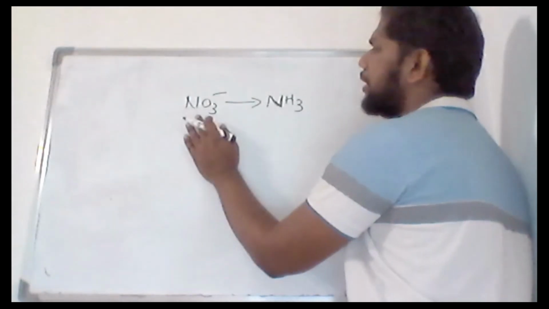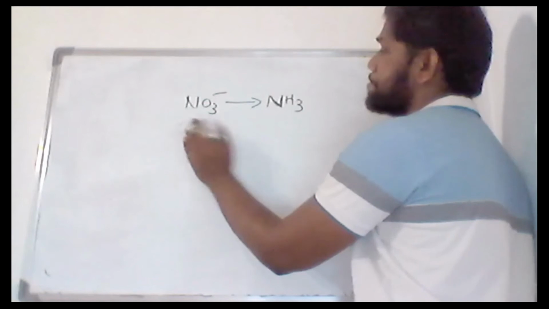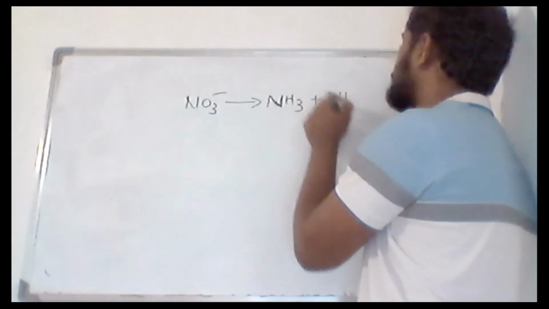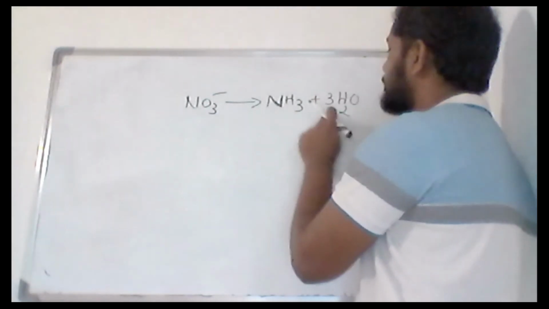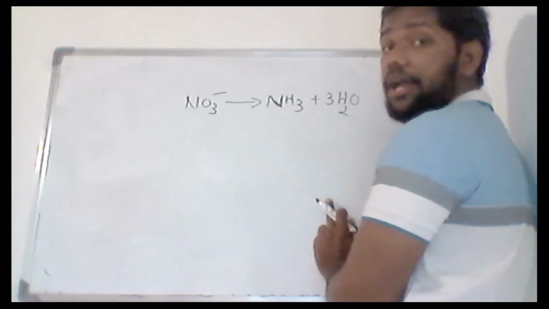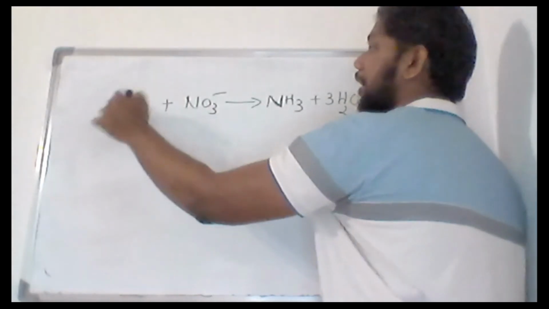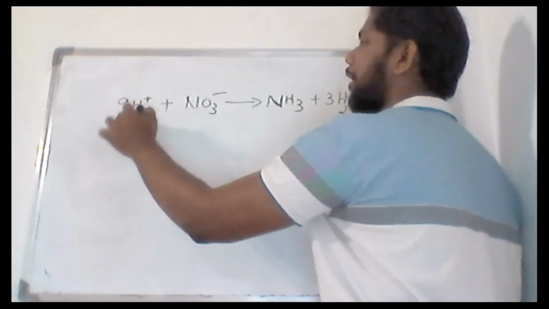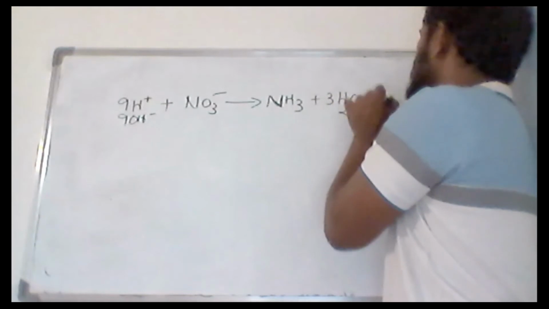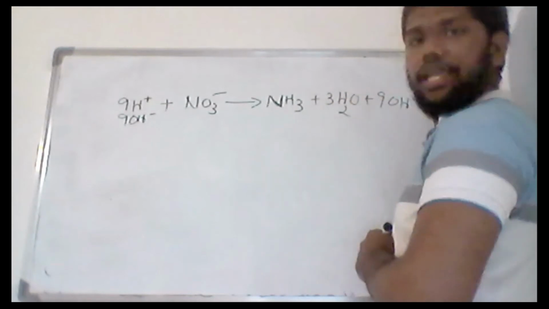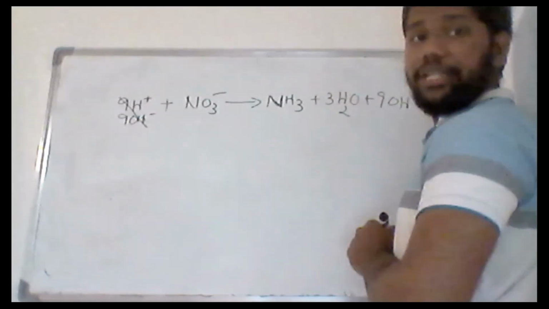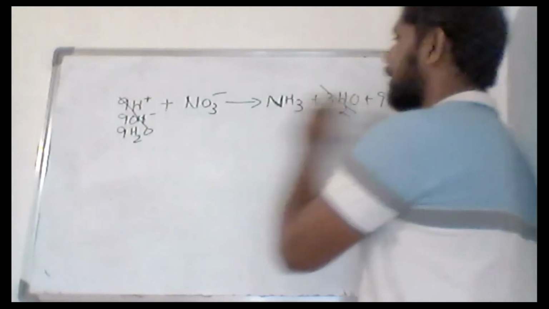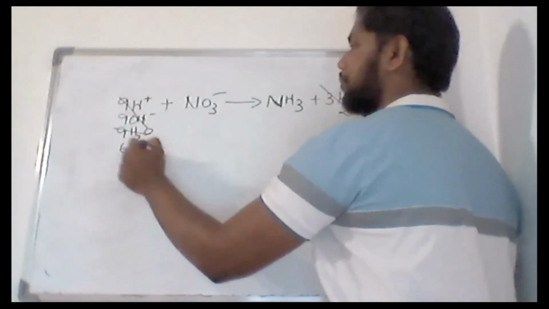So here you have one nitrogen and 3 oxygen. I can put 3H2O here, and you have 6 hydrogen here and 3 hydrogen there, so there will be 9 less. So I'm going to put 9H plus on this side. But this is basic medium, so I will put 9OH minus on this side as well as this side. 9H plus and 9OH minus will give 9H2O basically. There is already 3H2O, so I can cancel and put 6H2O.